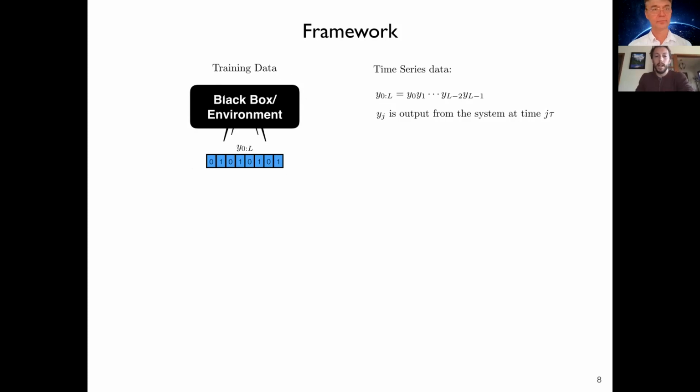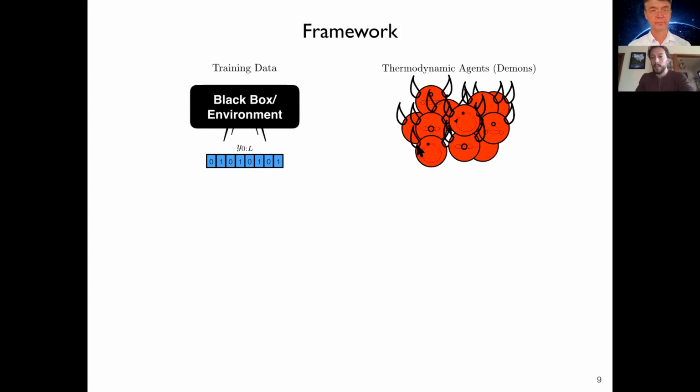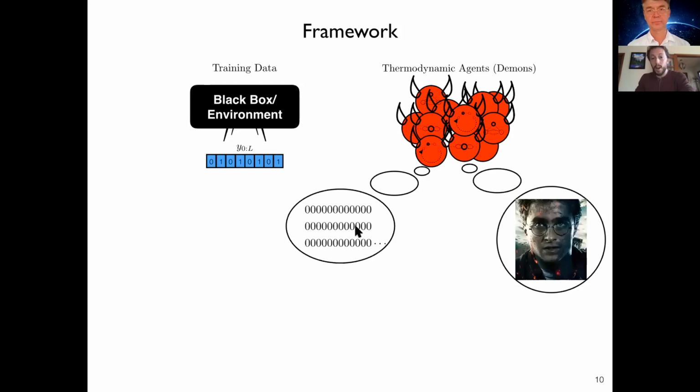Specifically, we have a black box information reservoir, and we take some length L time series from it, where each bit is output at intervals of time tau. And then you also have a bunch of different candidate daemons or agents, thermodynamic agents, each with their own internal model of what's going on inside the box. So one daemon might say, I'm pretty sure that inside this box is just a bunch of zeros. It's going to be all zeros. And another daemon might say, I'm pretty sure there's Harry Potter inside of this box.